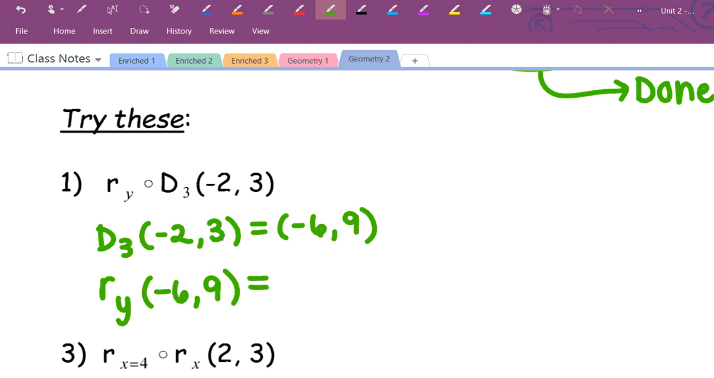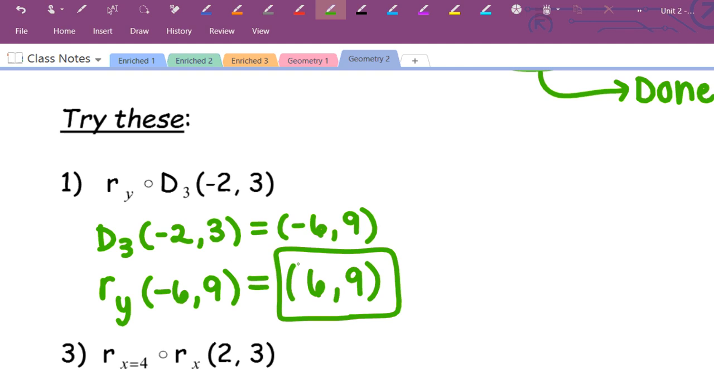So think about that. You can plot it out if you need to. You've got the point negative 6, comma 9. What is that going to be after I reflect it over the y-axis? Jason, what would that ordered pair become when I take negative 6, 9 and flop it over the y? Okay. And that's your final answer.